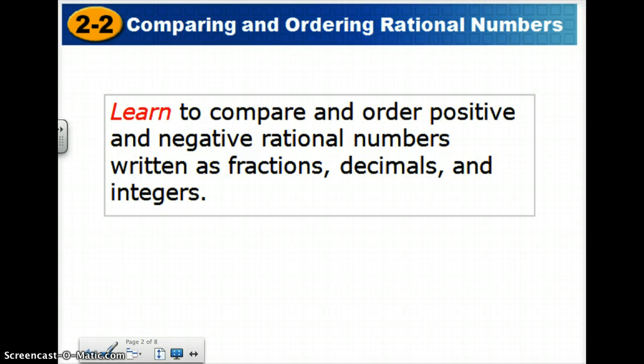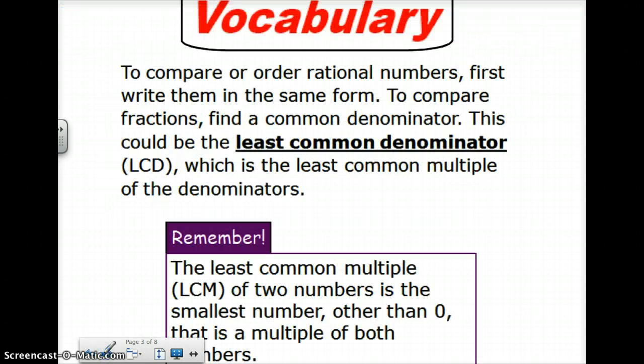Today we are going to be comparing and ordering rational numbers. And you will learn to compare and order positive and negative rational numbers written as fractions, decimals, and integers. To compare or order rational numbers, the first thing you need to do is write them in the same form. So change them all to fractions, change them all to decimals, whichever one is easier for you.